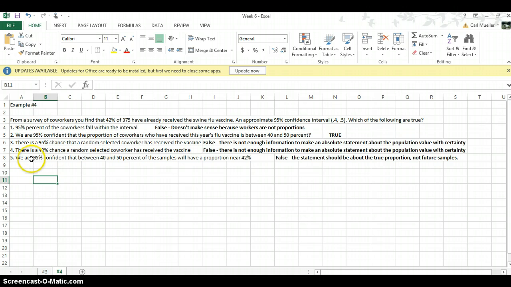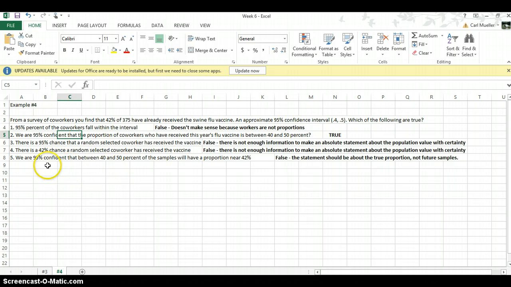Number 4, there's a 42% chance a randomly selected coworker has received the vaccine. False. The 42% just comes from the survey number. This is really your sample when you think about it, 42% of the workforce. So, number 5, we are 95% confident that between 40 and 50% of the samples will have a proportion near 42%. Again, it's not true because of the way it's framing. This number is not anything to do with the actual number of people receiving the swine flu vaccine. It's actually dealing with those that are part of the sample, 42% of the 375.